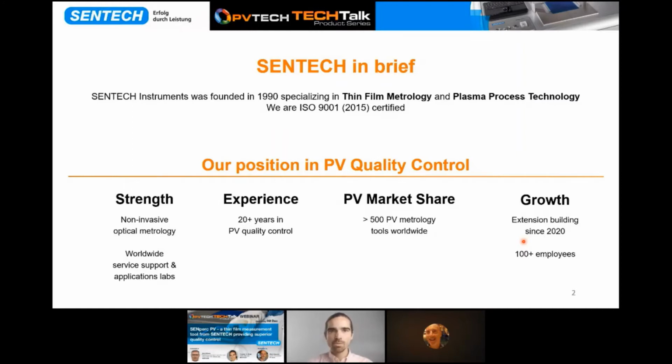And you are supported with a worldwide web of service as well as application supporters. In these application labs, we can run demo samples so that the quality of your product is ensured when tested. This is also given by the 20 years of experience that our engineers have in PV quality control. This gave us a good position in the global PV market, with more than 500 tools placed in the market.